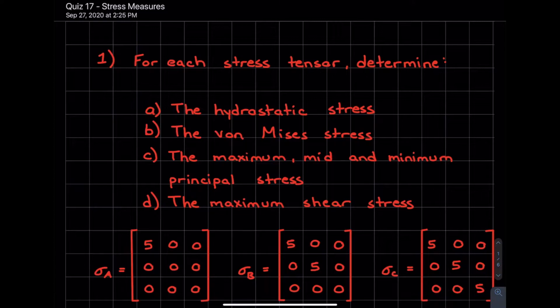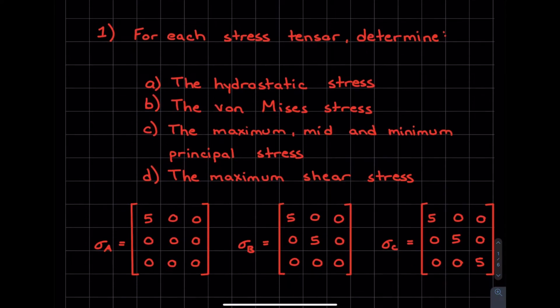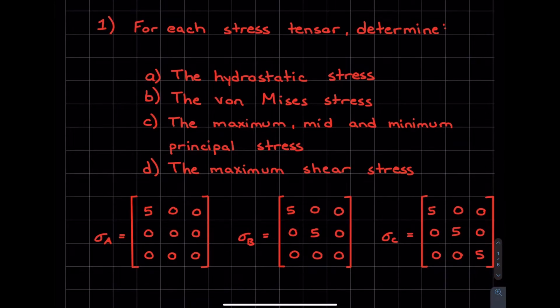And number 1 is very nice. It says for each stress tensor, so as we can see at the bottom here, we have 3 different stress tensors. It wants to determine 4 different things. The first one is the hydrostatic stress. The second one is the von Mises stress. The third one is the maximum, mid, and minimum principal stress. And finally, the maximum shear stress. As we go through these, you'll say, that sounds like a lot of calculating, Clayton. It is, but it isn't at the same time, because the calculations are actually fairly simple.